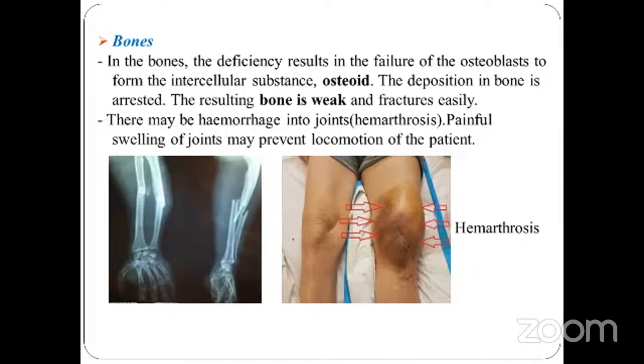That condition we can call hemarthrosis. We can see all the cardinal signs of inflammation in this particular knee joint. There is swelling, redness, and it is a quite painful condition. Pain is there, tenderness is there, and the person is not able to walk. There is a bleeding or hemorrhage in the joints. That is hemarthrosis. It is a common condition which may occur because of vitamin C deficiency.